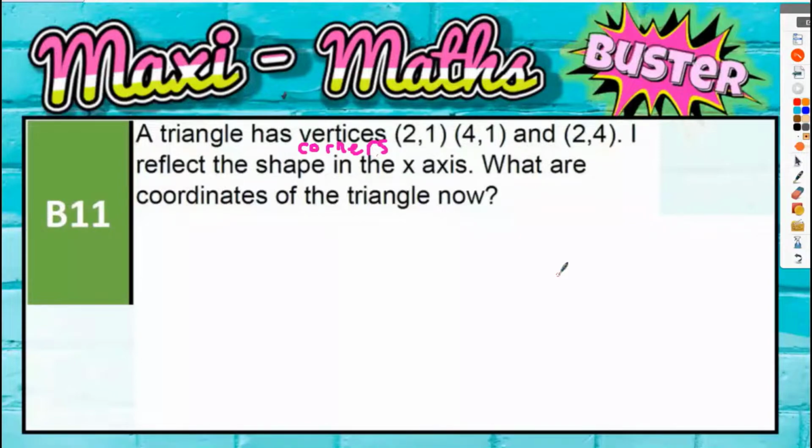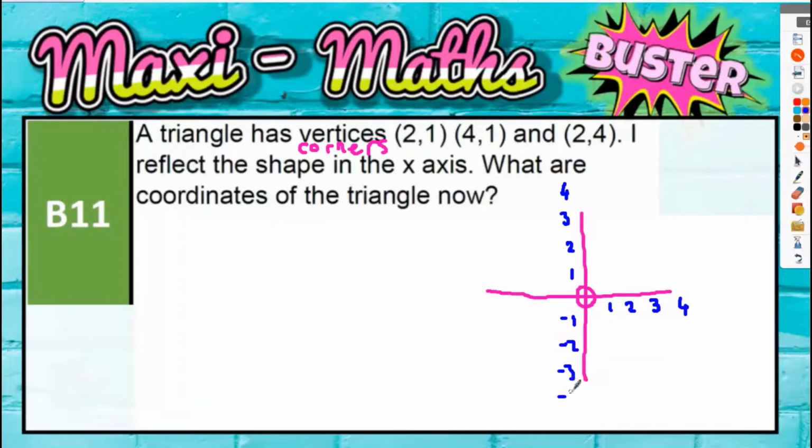Now, the easiest thing to do here is just give it a quick sketch. If we draw a pair of axes, and we imagine 0 being in the middle, and we've got 1, 2, 3, 4, and obviously we'd have negative numbers going the other way, -1, -2, -3, -4. If we quickly plot the points, (2, 1), 2 across, 1 up, (4, 1), 4 across, 1 up, and (2, 4), 2 across, 4 up, your triangle is going to basically look like that.